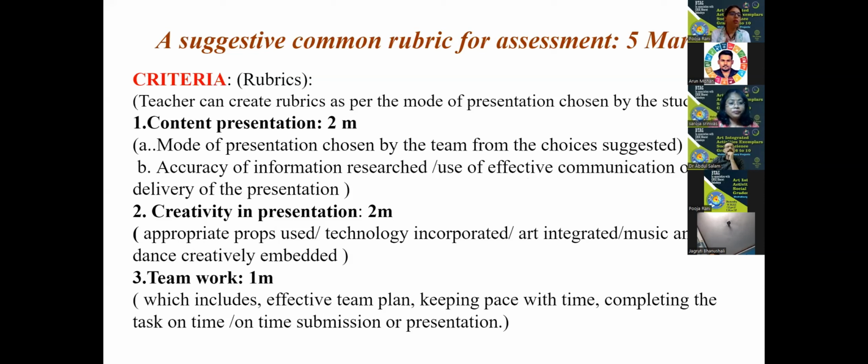First one is content presentation. See, if the child is doing research on a particular topic, it is very important what mode of presentation is chosen by the team. So it can be a team choice also. And accuracy of information research. It doesn't mean that it is just a copy paste from the internet. We know that now many tools are available on the internet. They can use YouTube, they can use Wikipedia, they can use ChatGPT. That is the most important, right? So accuracy of the information research should be there.